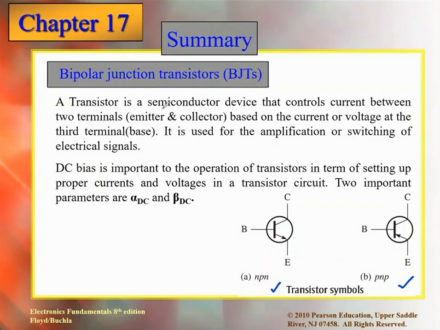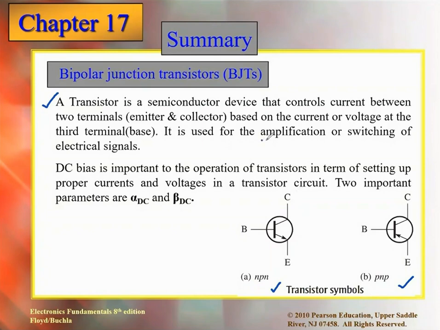Now this is the definition of a transistor. It is a semiconductor device that controls current between two terminals. Which terminals? Emitter and collector, I told you. It does this based on the current or voltage at the third terminal, which is the base. So here we will be applying voltage or current, and based on that, we can control the current between these two terminals.